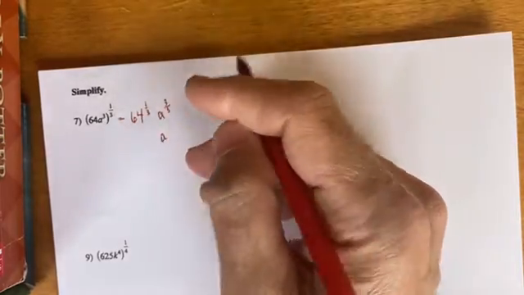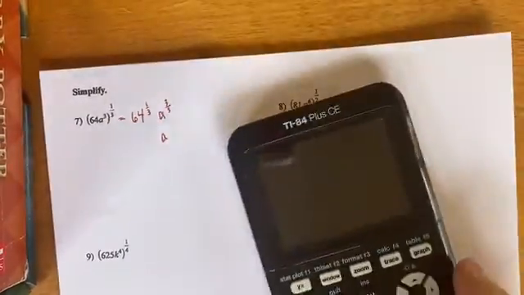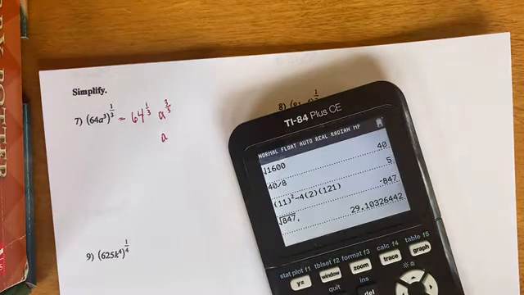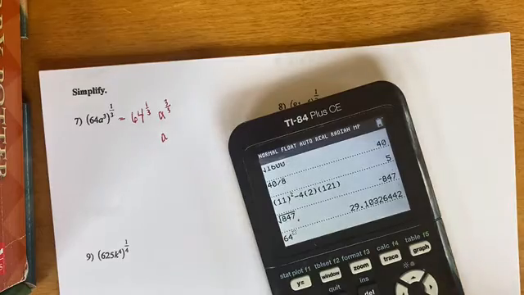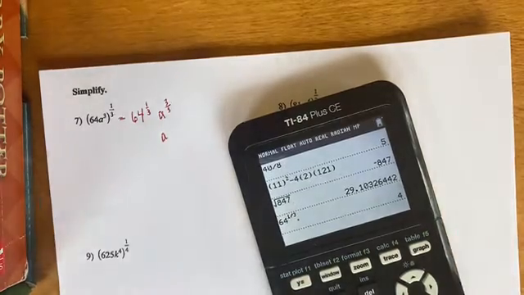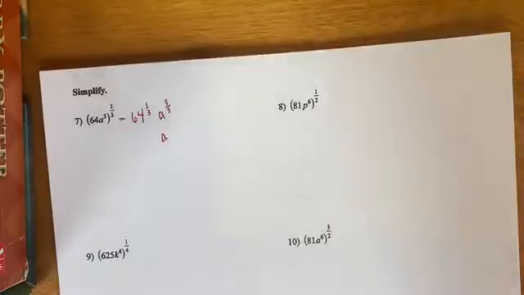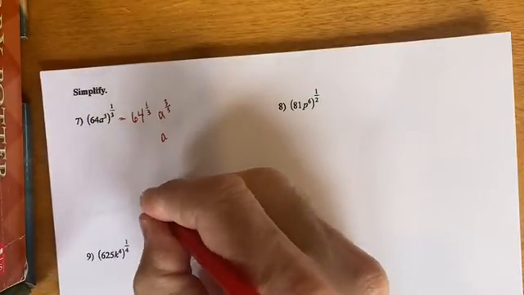Now the 64 to the 1/3, I'm going to show you that it's simple to get that answer. Because if you take 64 to the 1/3, you get the number 4. And that's what the answer is. The answer is 4a.